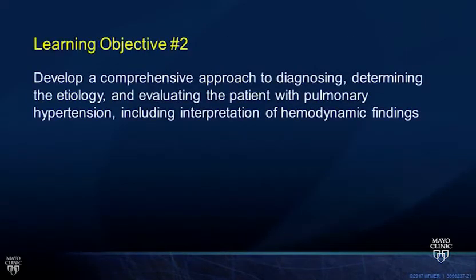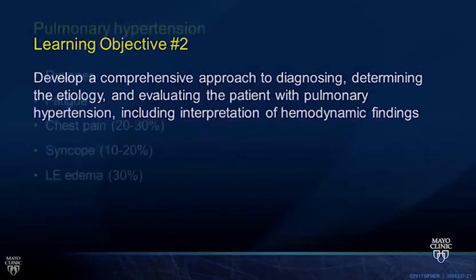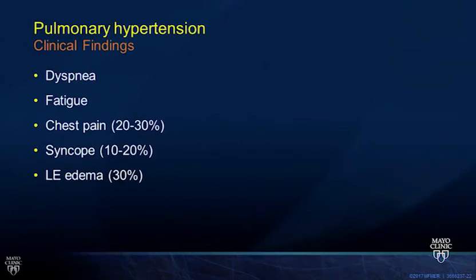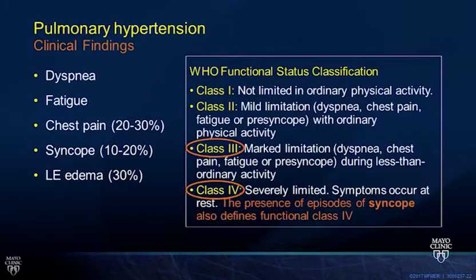So for evaluation, we want to try and develop a comprehensive approach, our learning objective number 2. So the clinical findings are fairly obvious: shortness of breath, fatigue, chest pain in 20 to 30% of patients, syncope, usually a bad sign, lower extremity edema. And when we look at clinical presentation, we try and classify the patient on the WHO functional status. Now, this is very similar to New York Heart Association class for heart failure. Class 3, marked limitation with dyspnea, chest pain, fatigue, or presyncope during less than ordinary activity. And class 4 is severe limitation. The presence of syncope defines a class 4 patient. So by definition, if somebody presents with syncope, even though they might seem reasonable otherwise, they're class 4.